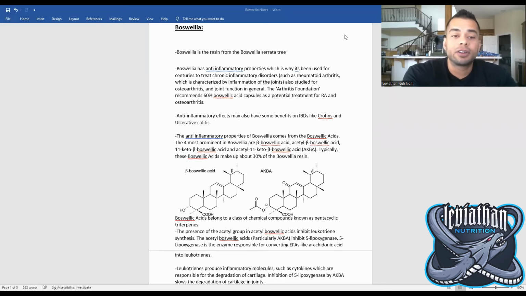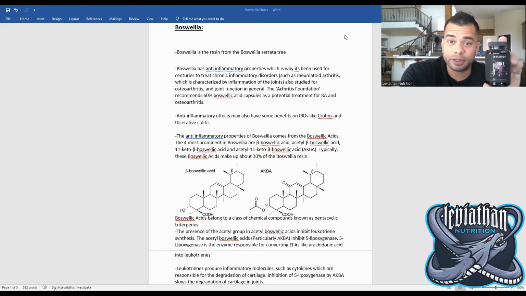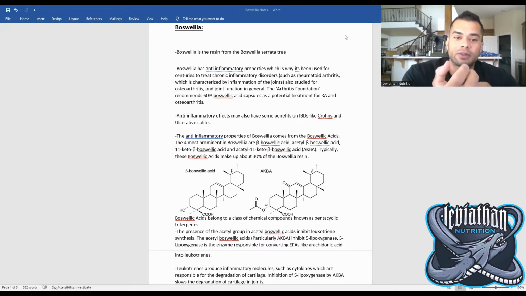All right, so today I'm going to talk to you guys a little bit about Boswellia. It comes from the Boswellia serrata tree. I'm sure you've heard of it because it's commonly used in joint supplements. And of course, we use a particular trademarked version of Boswellia in our product Joint Support. Boswellia is basically the resin or the sap that comes from the tree. That's what they extract from the tree, and that's where all these anti-inflammatory properties come from.